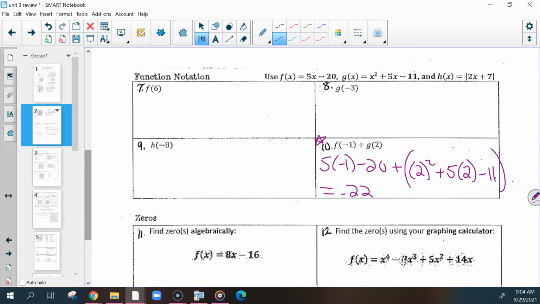So wait, I'm kind of confused about how we do this, because one word says use. Okay, so disregard all of this because you won't see ones that have multiple. You'll see this problem and this, and that's it. It'll say use that to find this. So if we were doing that, we would do 5 times 6 minus 20 and figure out what that is. And that's it.